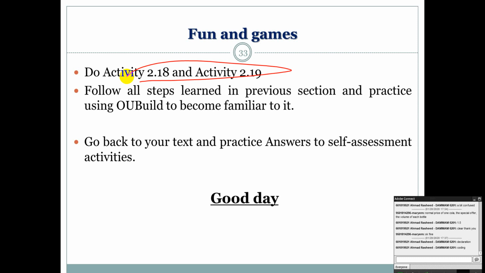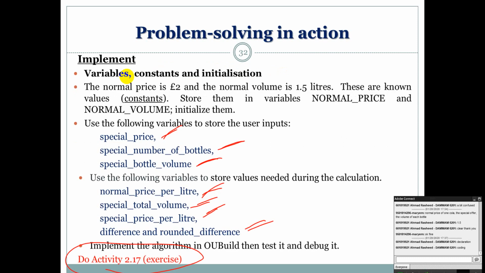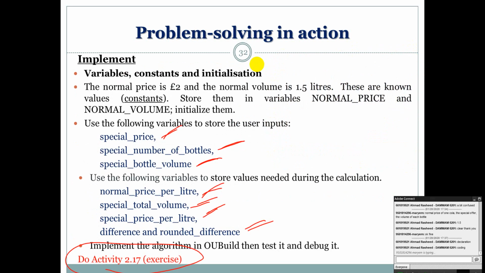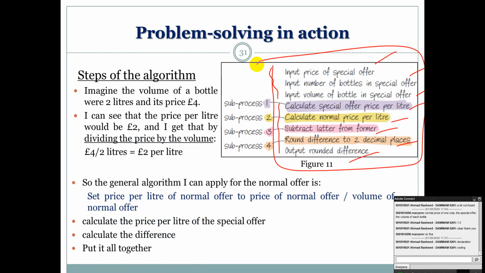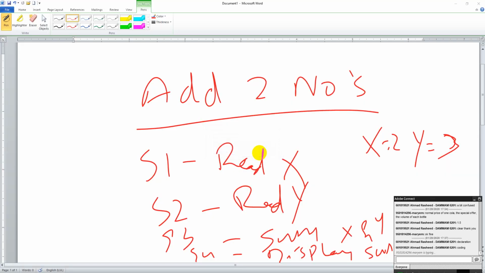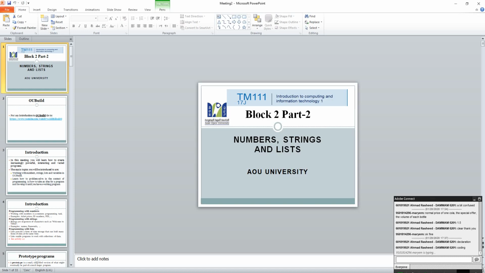It's better you try this problem back at home in the OUBuild based on this algorithm, and print the difference between the normal price and the offered price. Fine. So this is what we have for today to discuss in this meeting number 2 of TM 111.